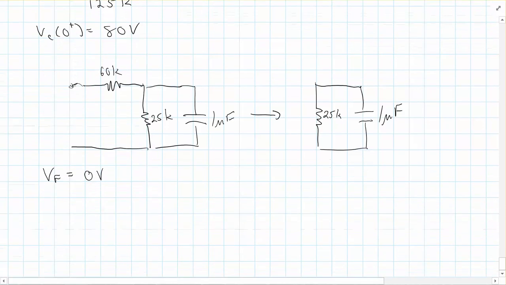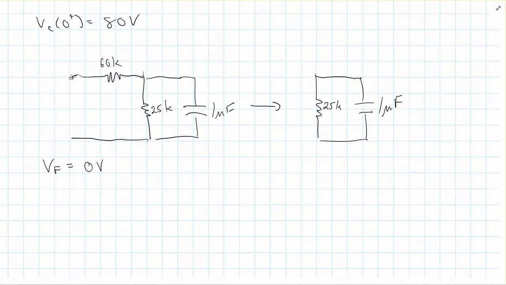Alright, well then, same kind of game here. We find tau, and in this case tau is easy because it's just a simple 25k times 1 microfarad, which would get you 25 milliseconds.